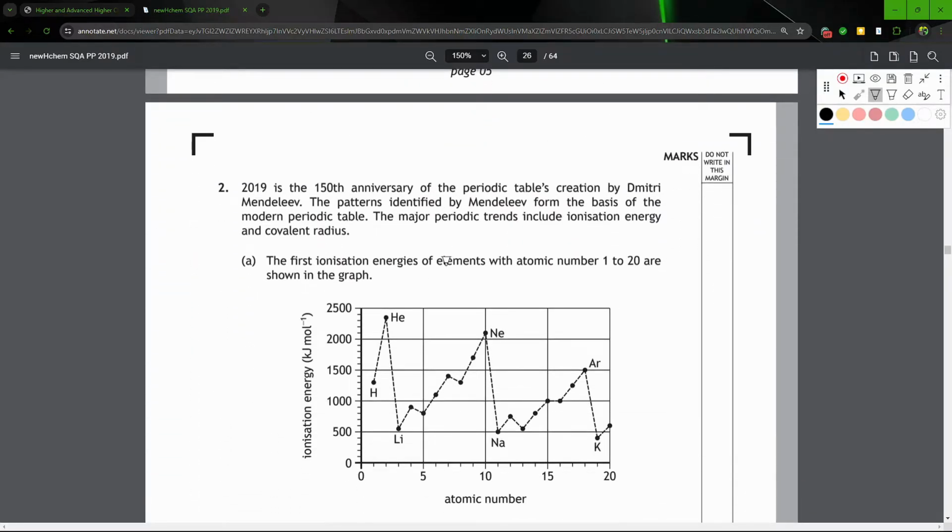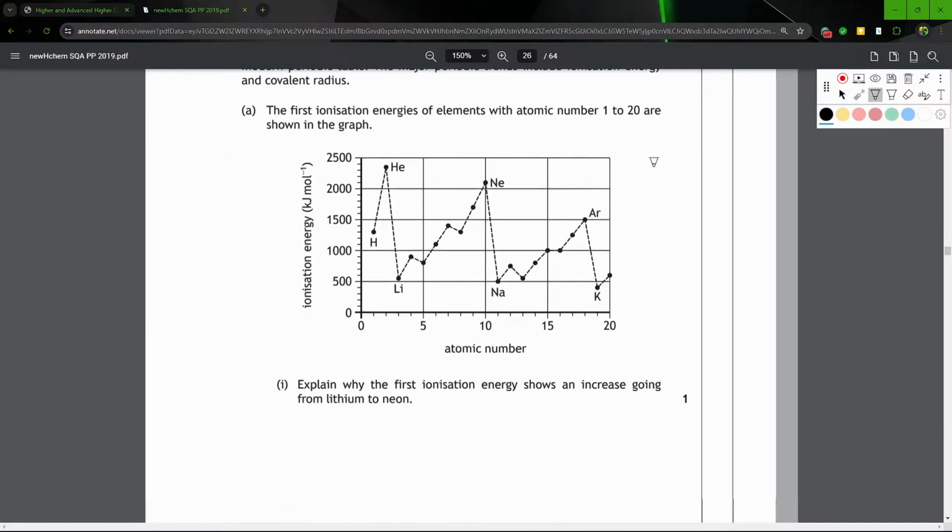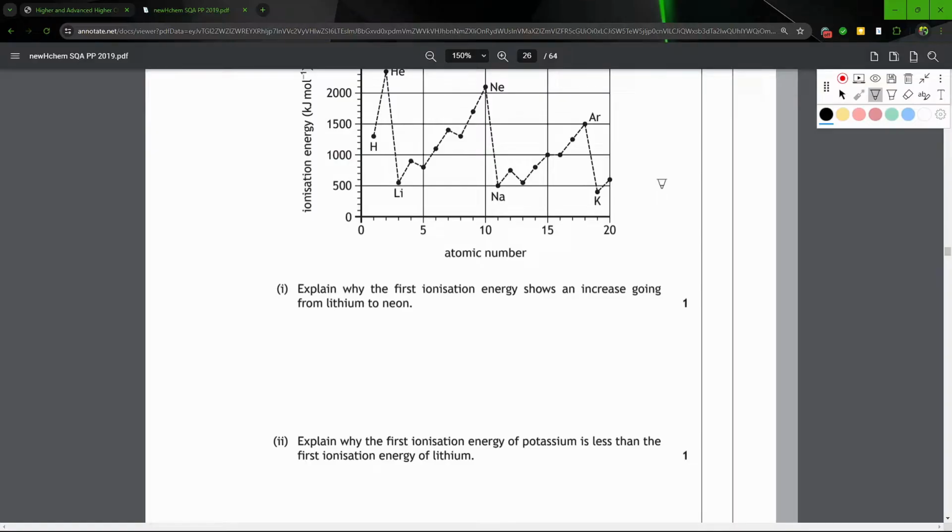2019 is the 150th anniversary of the periodic table by Dmitry Mendeleev. The patterns identified by Mendeleev form the basis of the modern periodic table. The major periodic trends include ionization energy and covalent radius. The first ionization energies of elements with atomic number 1 to 20 are shown in the graph. Explain why the first ionization energy shows an increase going from lithium to neon.